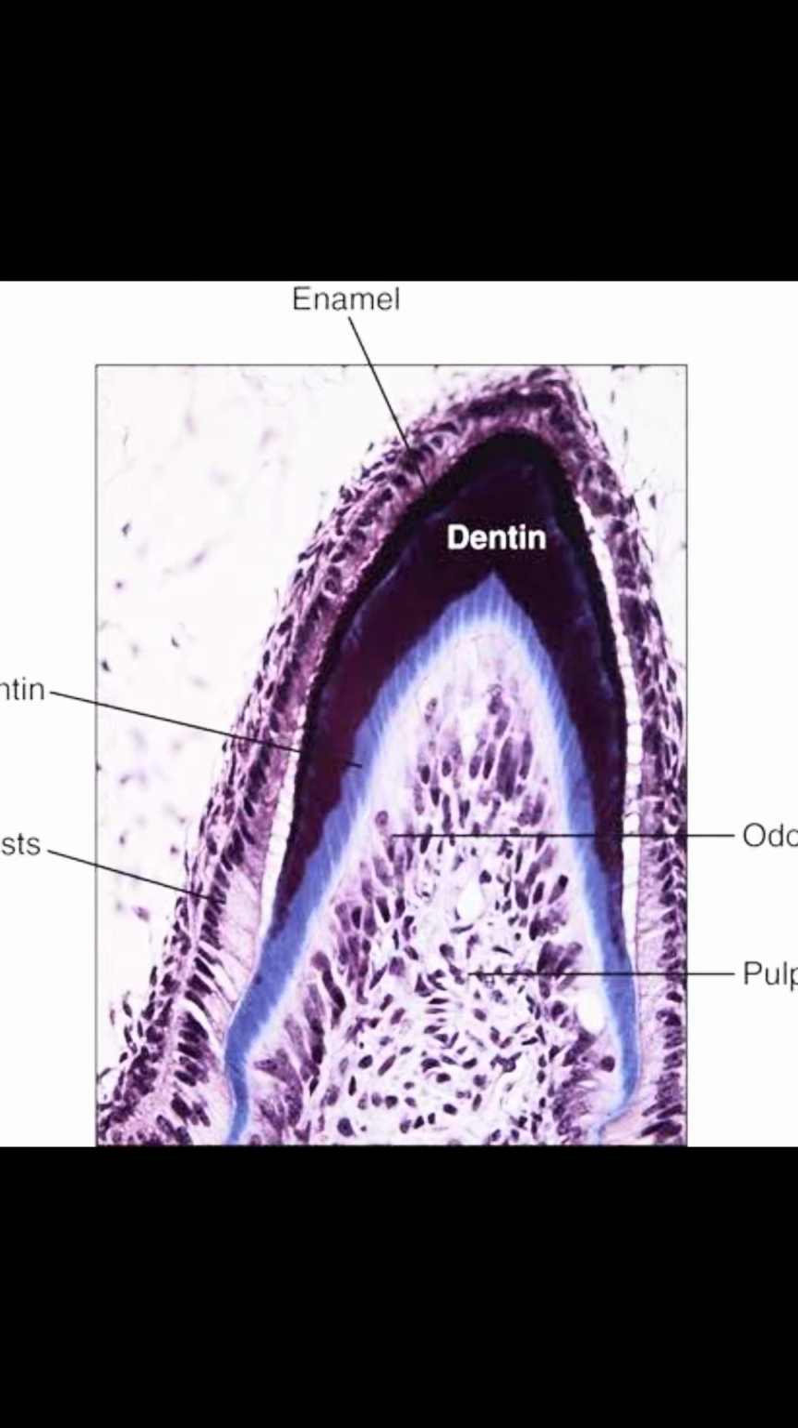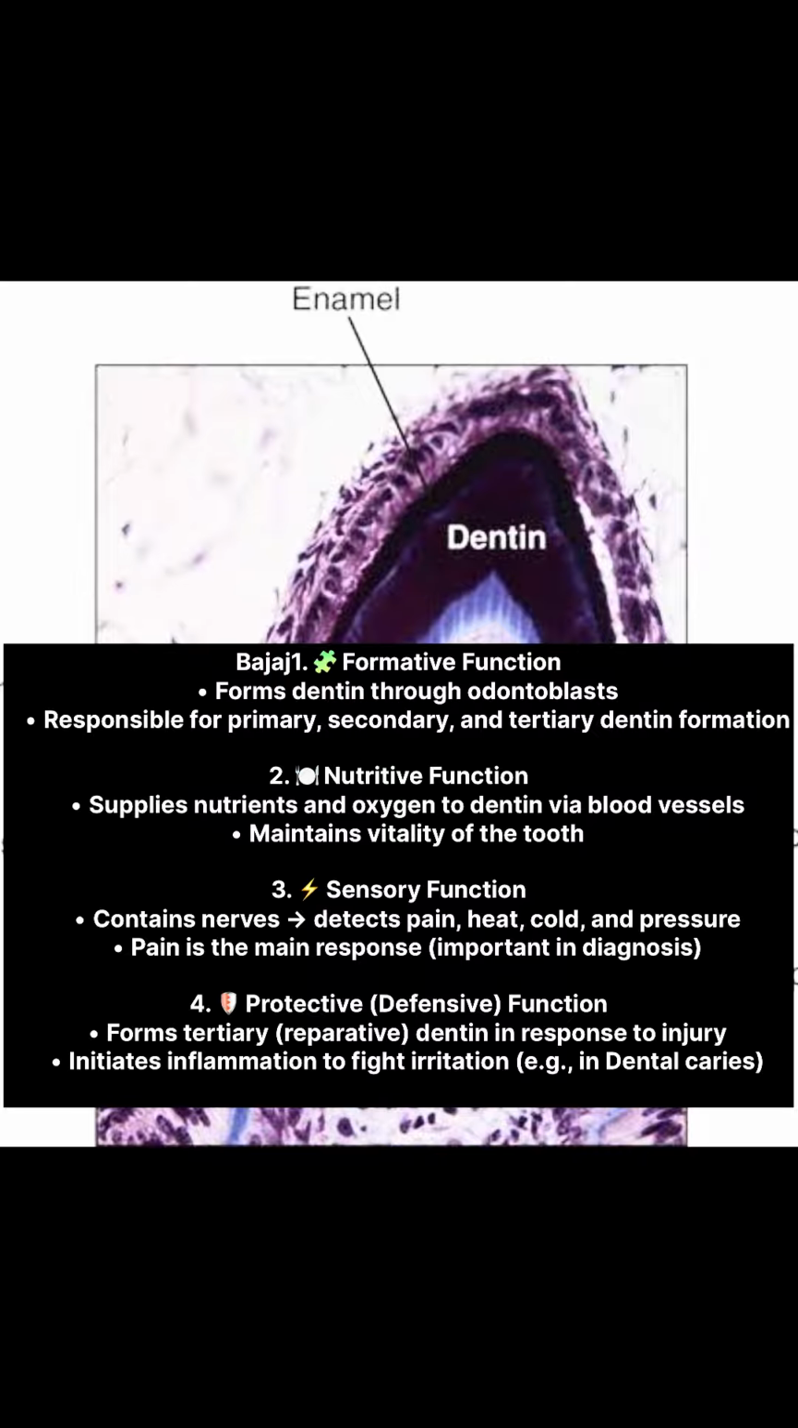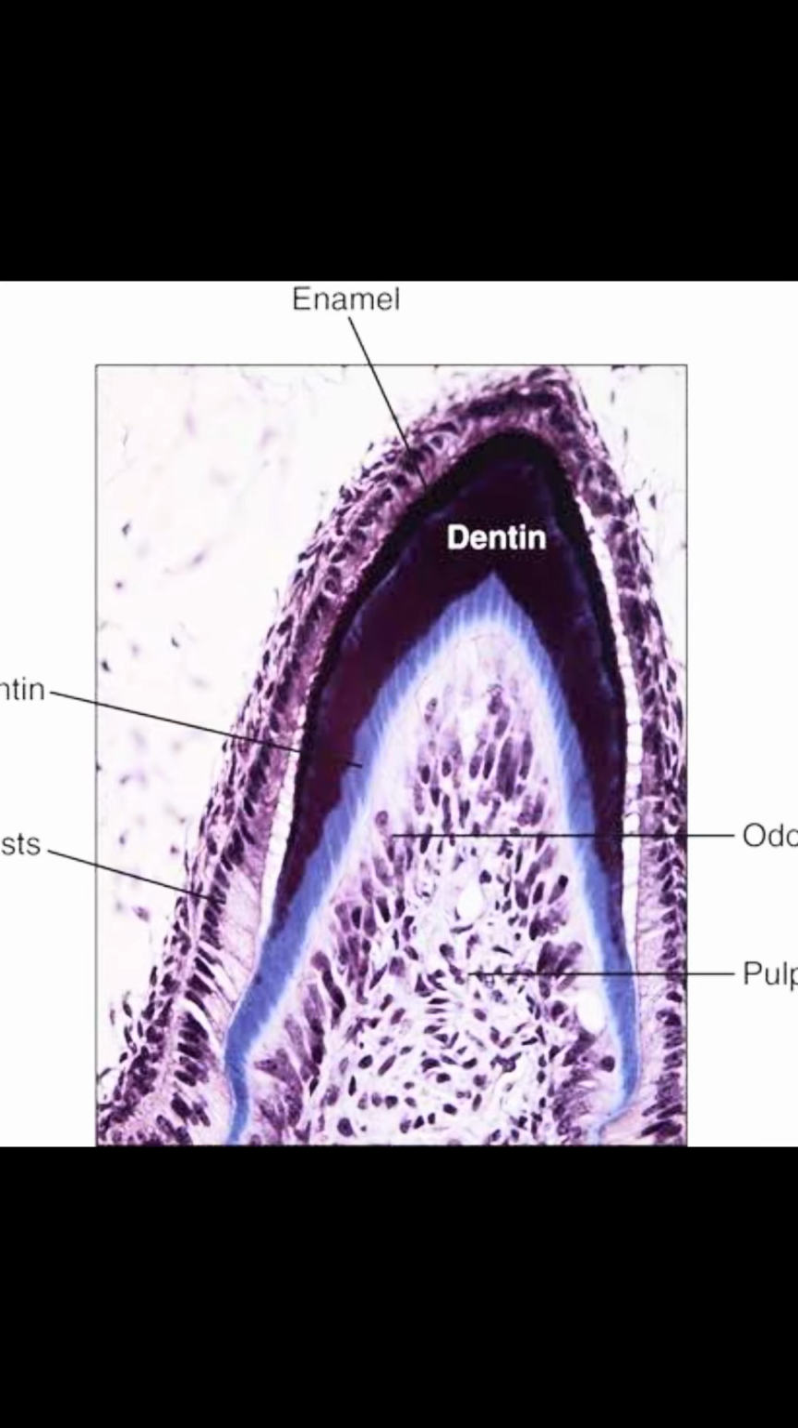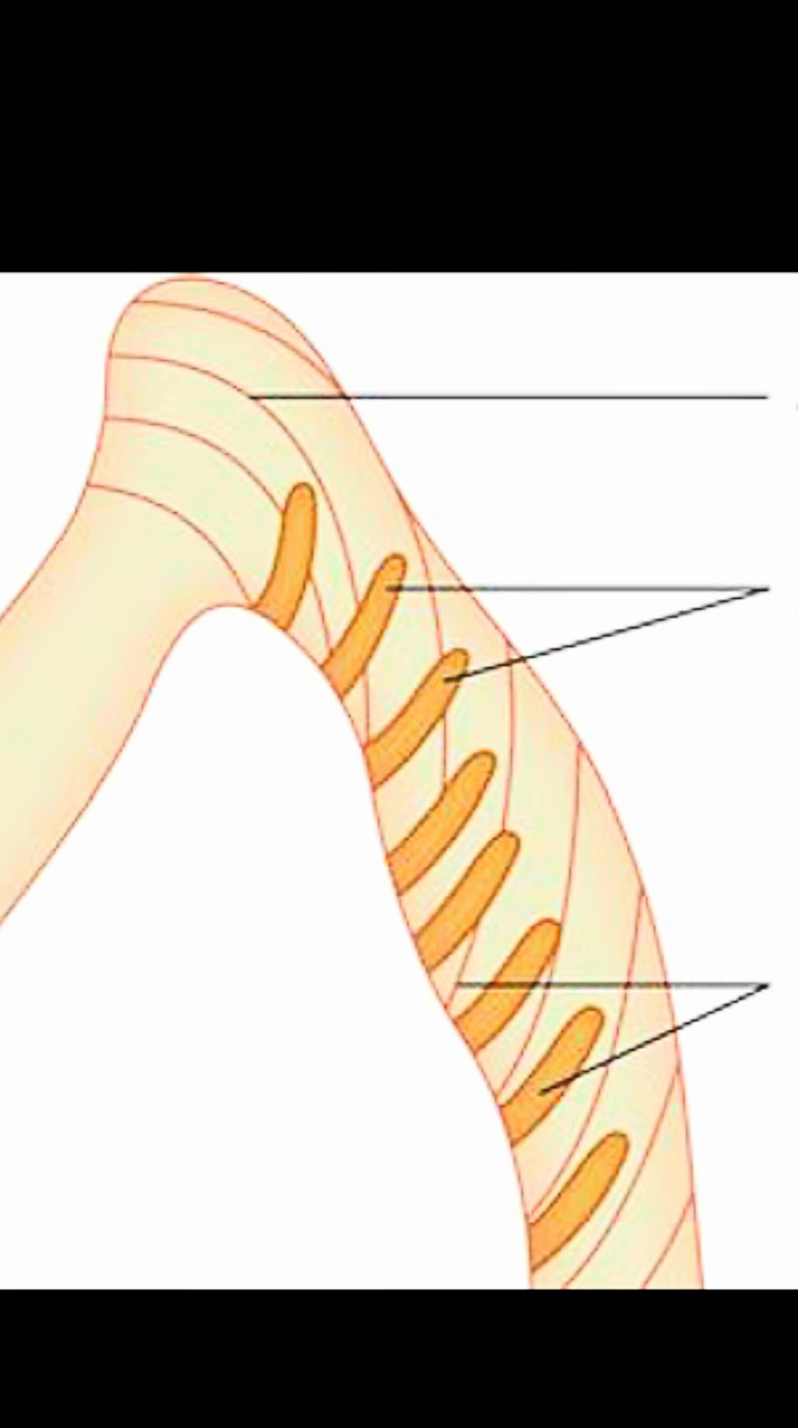Pulp contains nerves, arterioles, venules, capillaries, lymph nodes, and connective tissue cells. Function of pulp: formative or developmental function, that is the production of primary and secondary dentin by odontoblasts. Nutritive function: it provides nutrients and moisture to dentin through the blood vascular supply. Sensory or protective function: it provides nerve fibers within the pulp to mediate the sensation of pain.